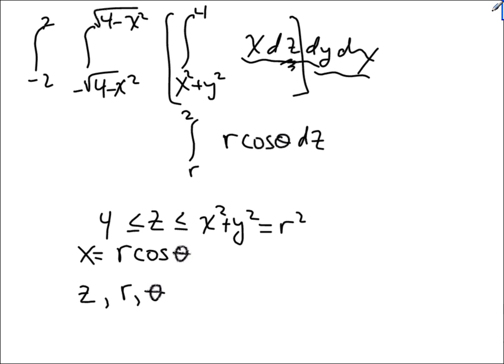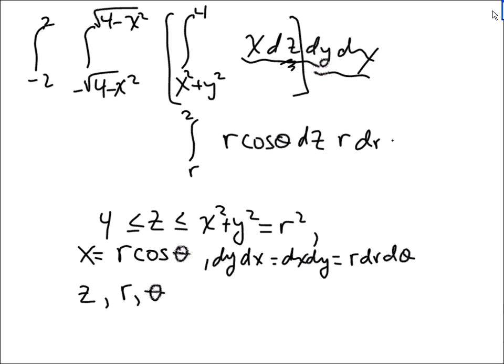Now, dy dx or dx dy, they both become r dr d theta. They both become that, r dr d theta. Maybe I shouldn't say dy dx equals dx dy, but they do both equal r dr d theta.